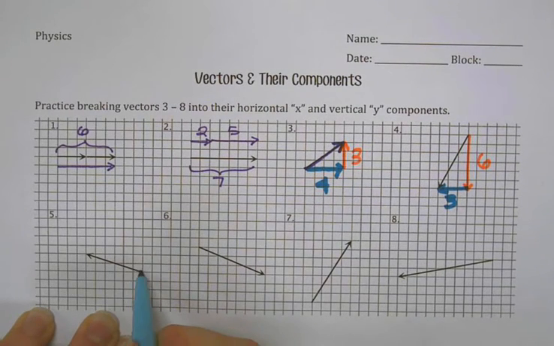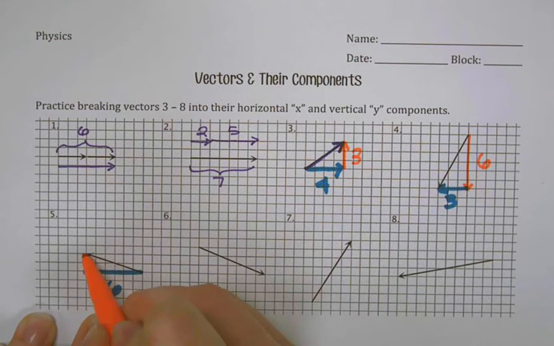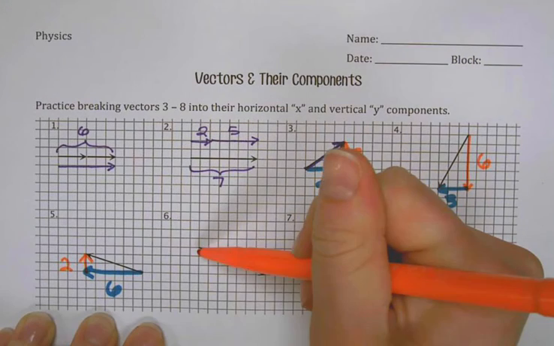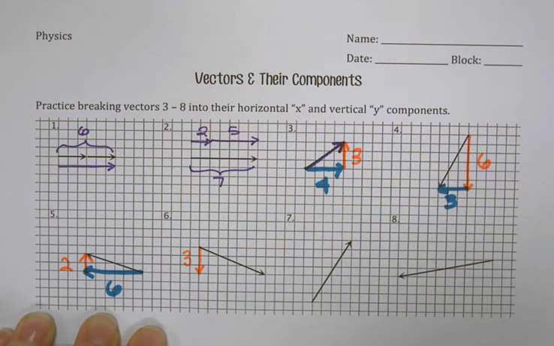For 5, we are looking at 6 to the left and 2 up. For 6, we're looking at 3 down and 7 to the left. Oops, sorry, to the right.